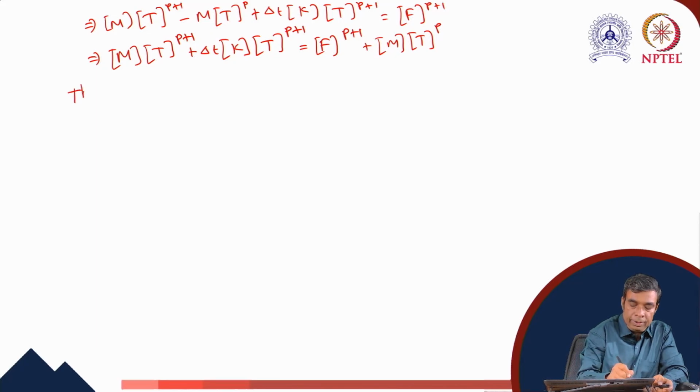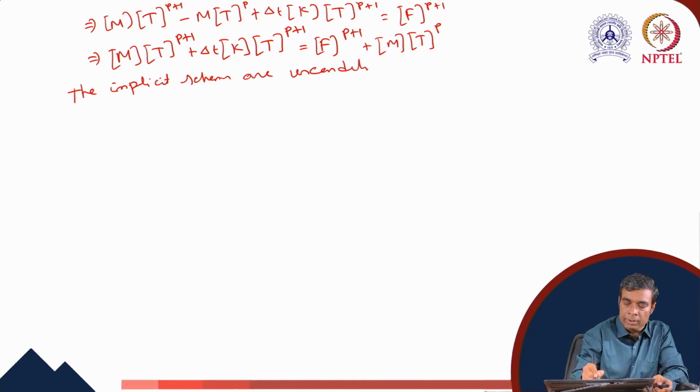So the implicit schemes are unconditionally stable.